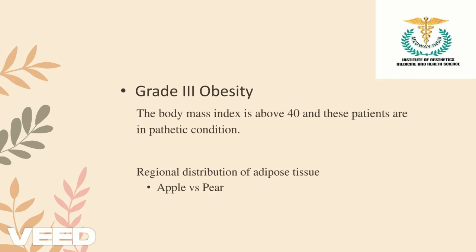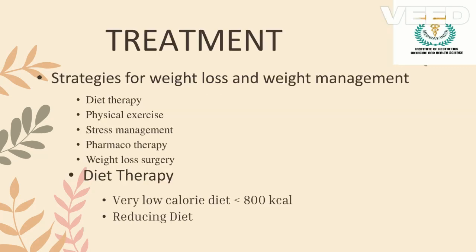And then next, when it comes to all these types, we have certain distribution of adipose tissue, which is apple versus pear. Apple is going to be above the waist and pear is going to be below the waist. Most probably pear shaped is women and apple shaped is men, which is very normal, we know. So next, we are going to go with the treatment.